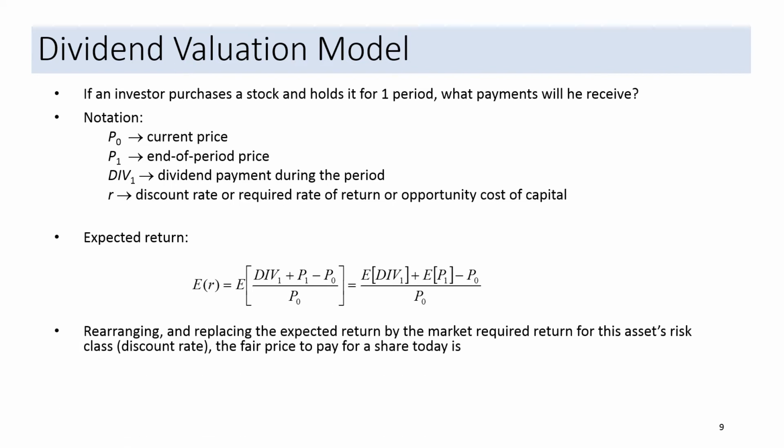Rearranging the formula and using R as a discount rate to calculate the present value, the fair price of a share today can be expressed in the formula P0, where price today is the present value of expected dividend and expected price at the end of the period. This formula is a simple dividend valuation model for one period.